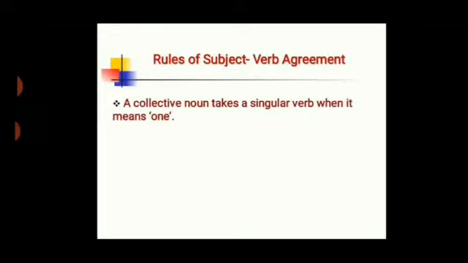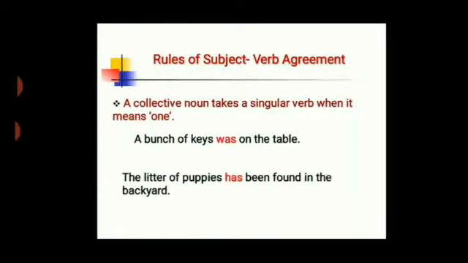A collective noun takes a singular verb when it means one. For example, a bunch of keys was on the table. The litter of puppies has been found in the backyard.